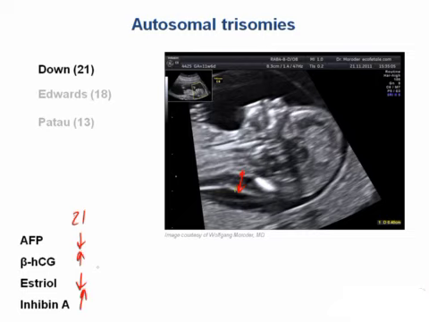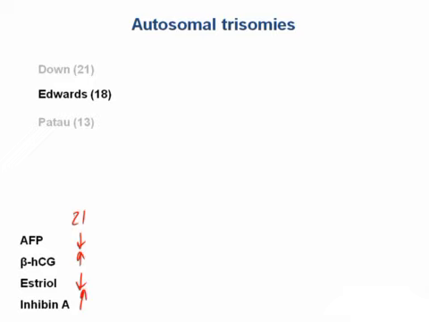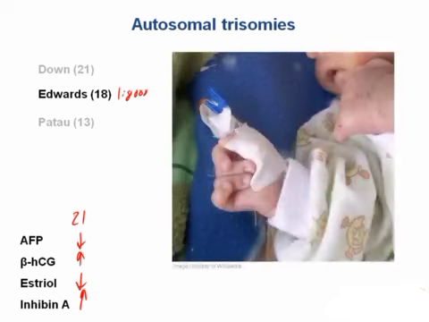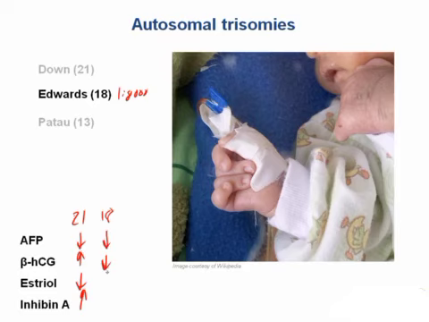Edwards syndrome is the next most common trisomy after Down, with a prevalence of 1 in 8,000. It's much more severe than Down syndrome, and patients have severe intellectual disability, rocker bottom feet, small jaws and low set ears, clenched hands like you can see here, a prominent occiput, and congenital heart disease. These babies are usually born alive but die within 1 year of birth. On the quad screen, maternal serum is usually low for all 4 of these markers, although inhibin A can also be normal.